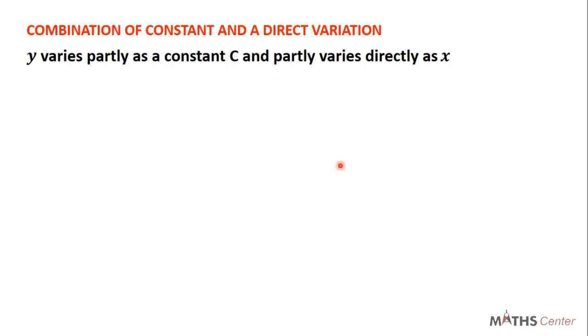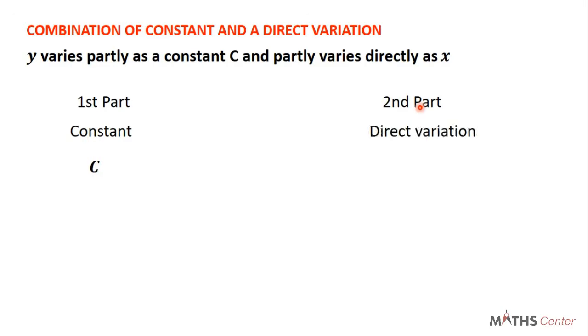What this means is that y is in two parts. The first part is a constant, and that constant is c. And the second part is a direct variation. So for the first part, y varies as the constant c. For the second part, y varies directly as x. So that is a direct variation.